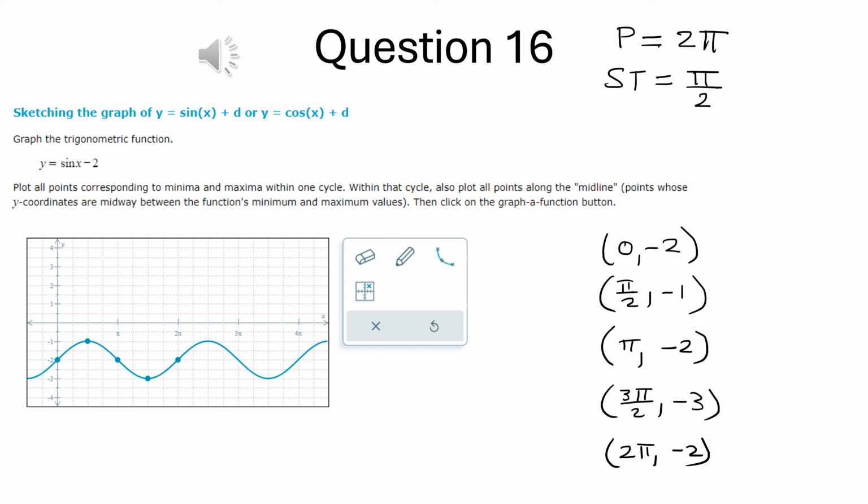And pi is exactly the same as 0. Is 1. No, es 0, sorry. Y 0 minus 2 is -2. And 3 pi over 2 is -1. And -1 and -2 together is -3. And 2 pi is exactly the same 0 or pi. 0 minus 2 is -2.